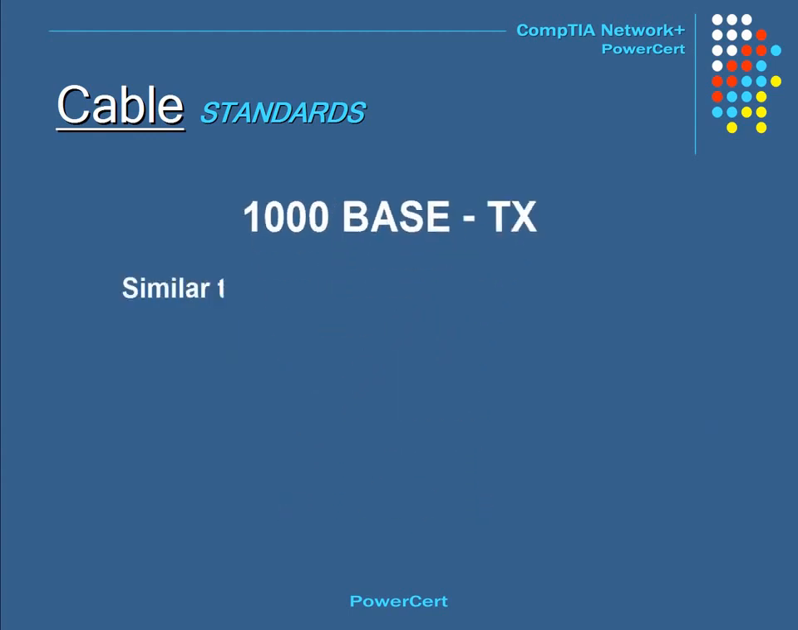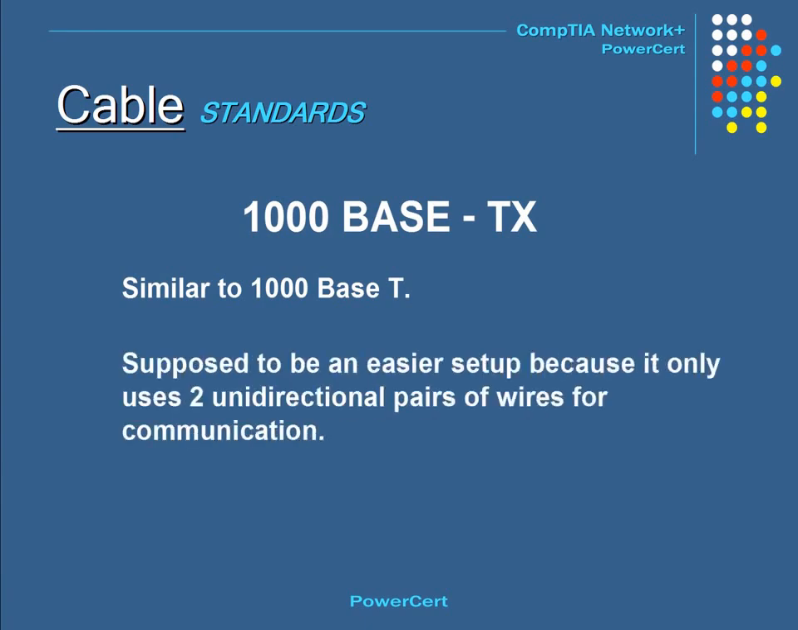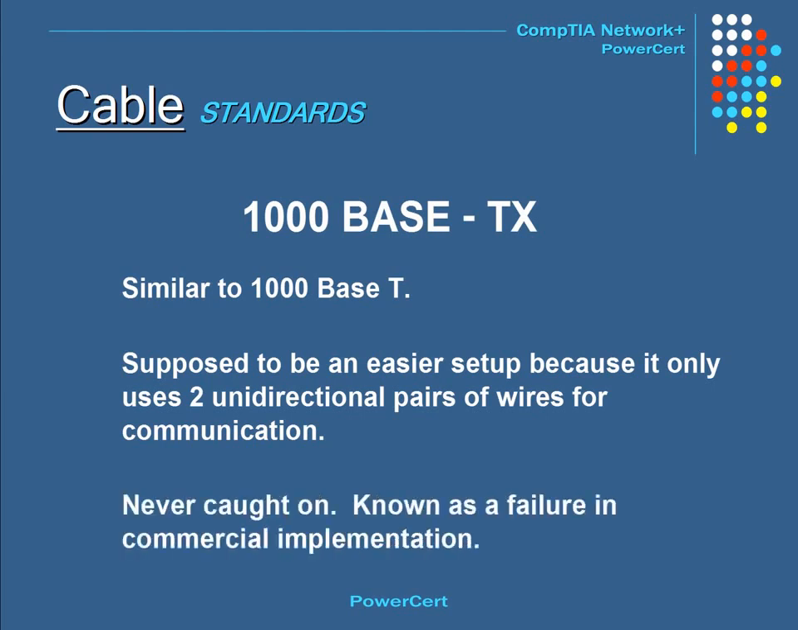1000-base-TX is similar to 1000-base-T, with the exception that it was supposed to be an easier setup because it only uses 2 unidirectional pairs of wires for communication, whereas 1000-base-T uses 4 bidirectional wires. But 1000-base-TX never caught on, and is known as a failure in commercial implementation.